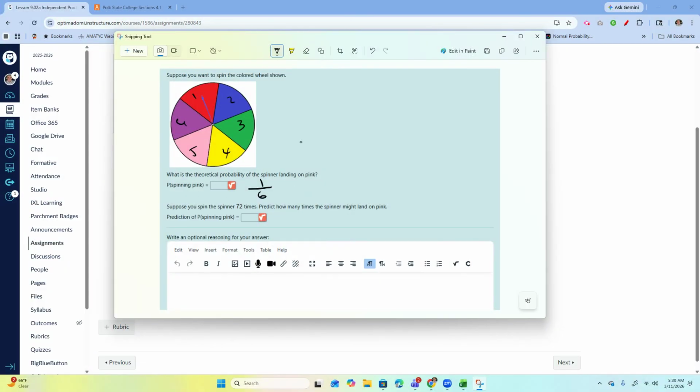But this probability of landing on pink is if I only spin once. What happens if I spin 72 times? How many of those 72 times will I get pink? You're going to do the same thing I have done in the other ones. You take the theoretical probability and multiply by how many times you're going to spin, 72 times. And again, you can use your calculator and you're going to see it's going to be around 12 times. All right. And this is how you do this lesson.